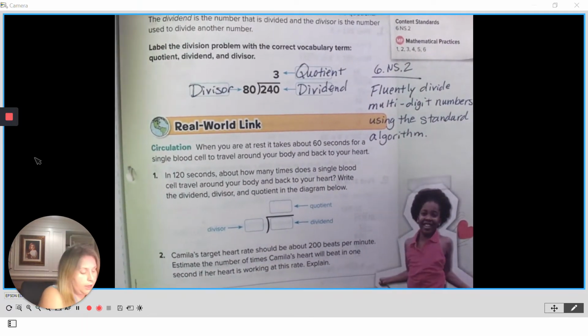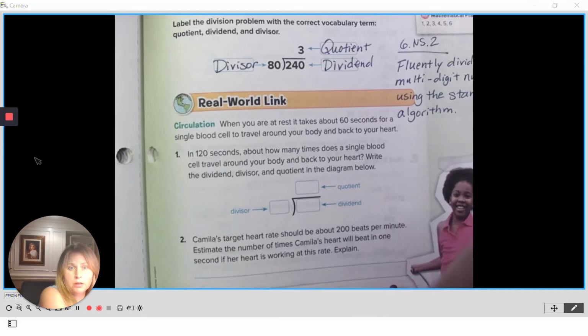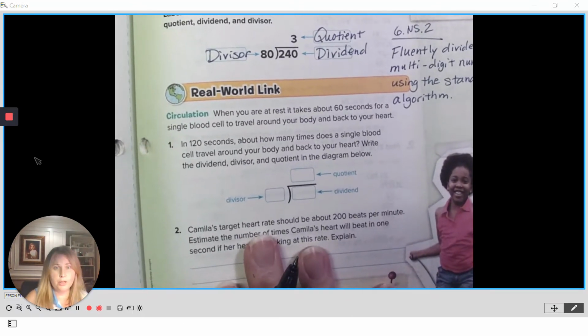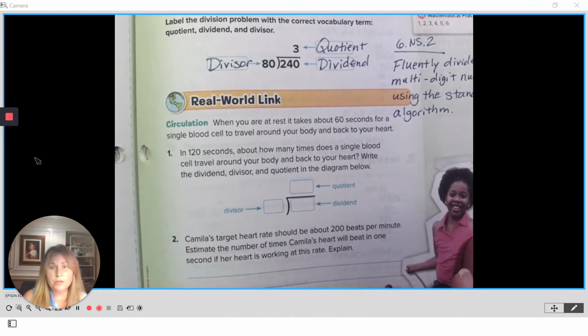So we're looking at a health link today. We're looking at our cross-content standards here. When you are at rest, it takes about 60 seconds for a single blood cell to travel around your body and make it back to your heart. In 120 seconds, about how many times does it take a single drop of blood to travel around your body and back to your heart? Write the dividend, divisor, and quotient in the diagram below.